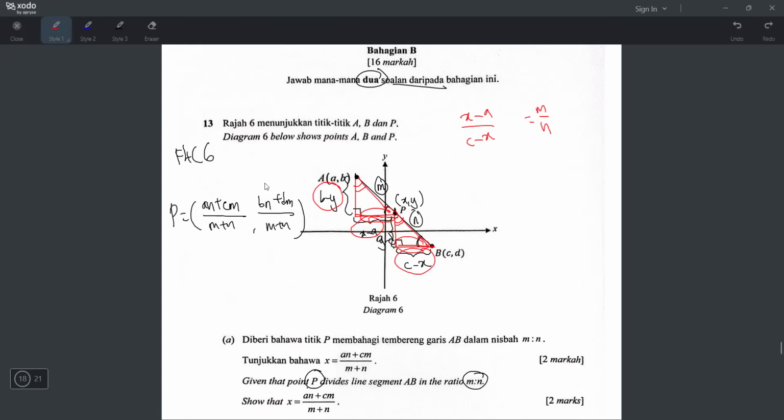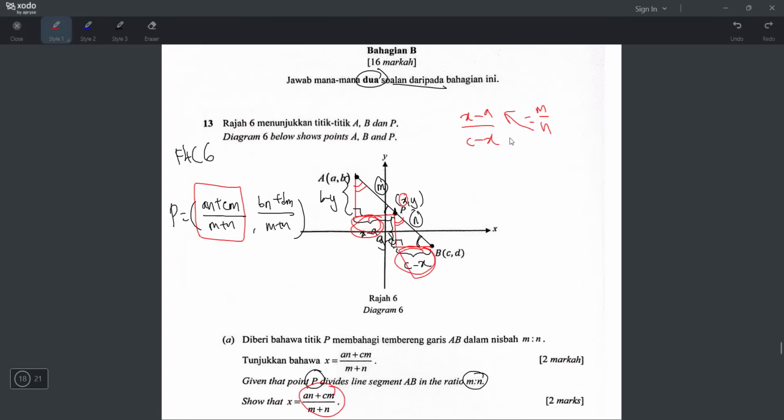But I will not do that because this question only asks us to show for the x, which is this side only. So that's why I'm only trying to find the x here. To find this x, I will use the horizontal distance. So x minus a over c minus x equals m over n, because the ratio of the corresponding sides will be equal. That's why we can do this, right?